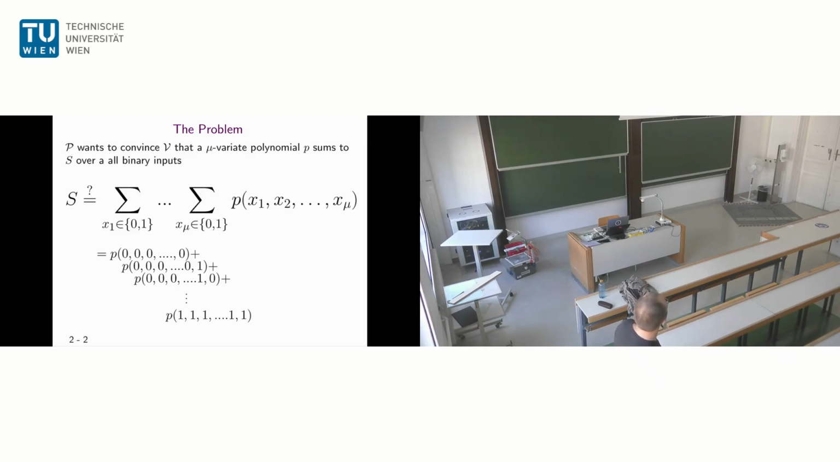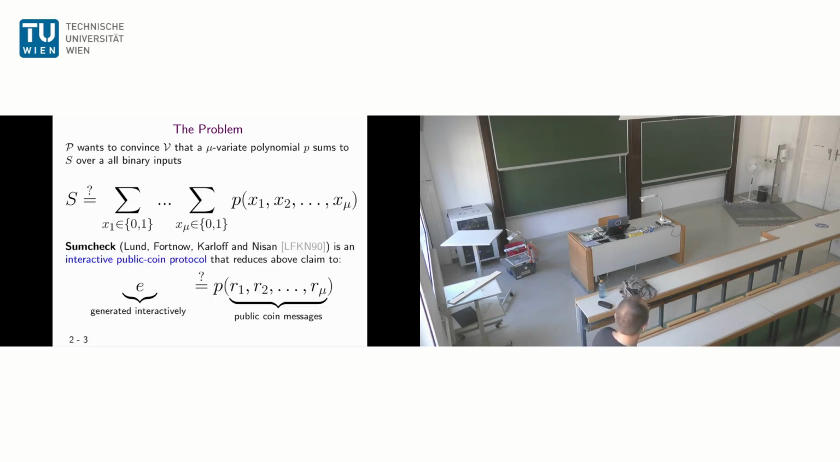Okay, so this seems to be a lot of work, and we want to convince the verifier that we did that summing over exponentially many terms. And the question is, can we help the verifier? Can we do it so that he doesn't have to do all of the naive work on his own?